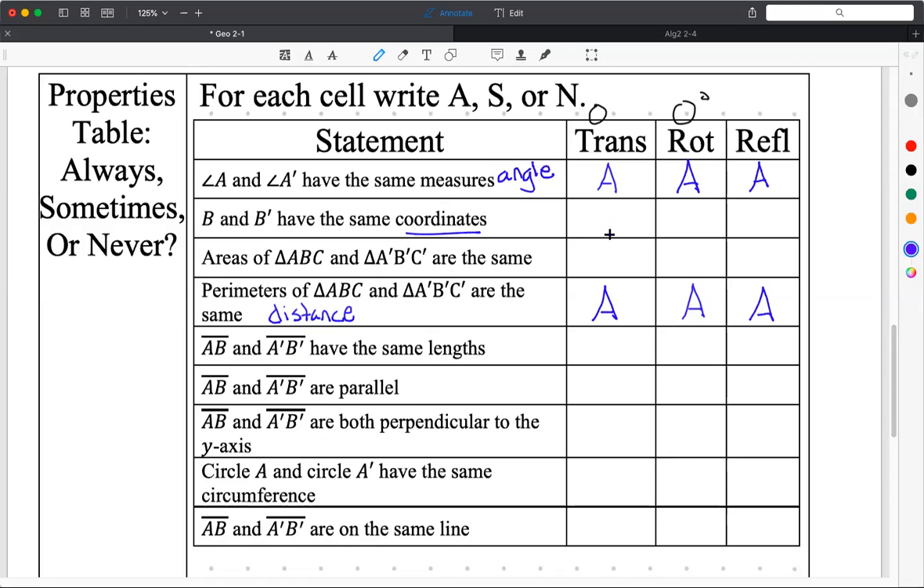Translation. B and B prime. You can just use a point. You could use a point on a triangle, you could use a point on a square, but a point. If I translate the point, is this going to be, again, we're going to vote, always 1, sometimes 2, or never 3. What are you guys thinking here? You're doing this in your mind's eye, or you can do it on paper too. That's why I told you to get out the paper.